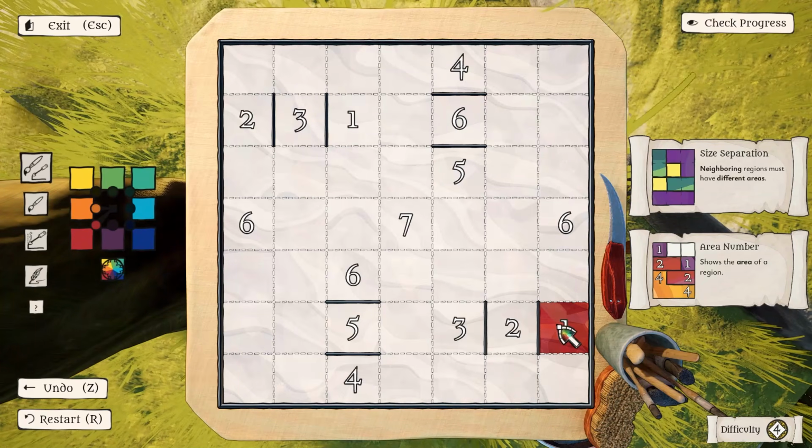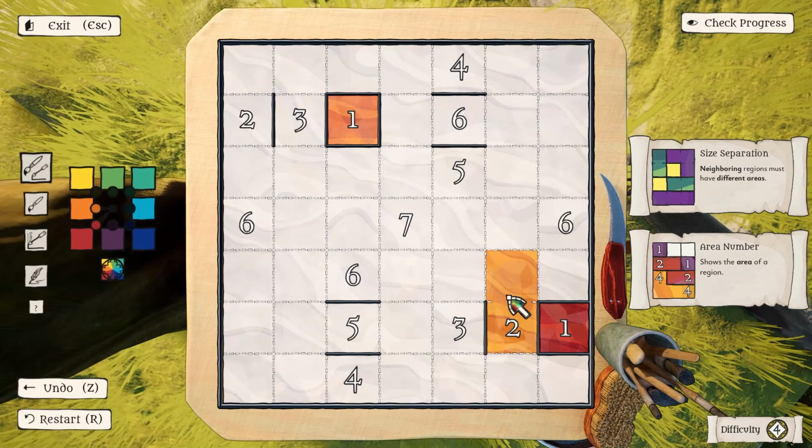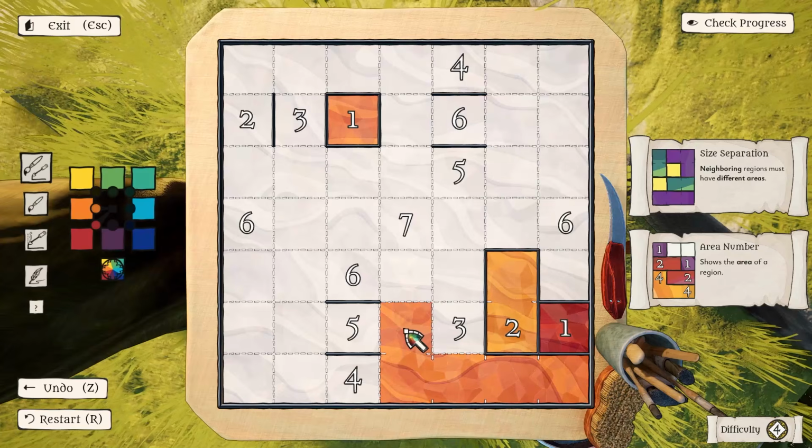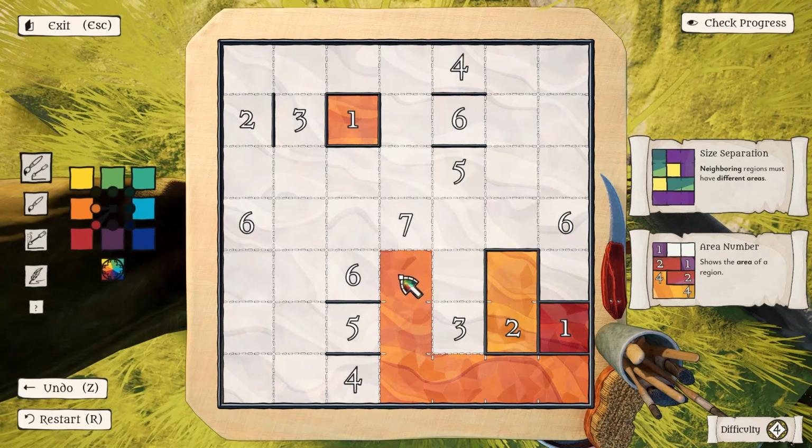You're a 1. You're a 1. You're a 2, can't go there because that'd be a 1, so you must go upwards. You can't be a 1, you can't be a 2. You can't be a 3 because of you, can't be a 4 because of you, can't be a 5 because of you, can't be a 6 because of you, can't be a 7. Wait, what? Oh, you can be a 7. 1, 2, 3, 4, 5, 6, 7. Yes, okay, cool.